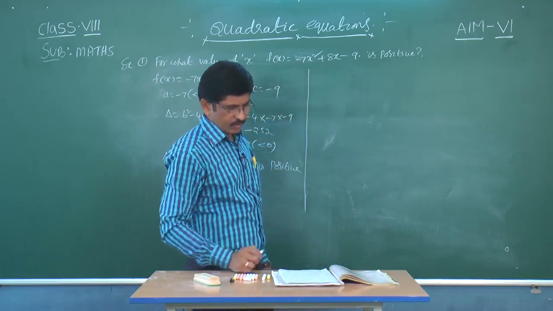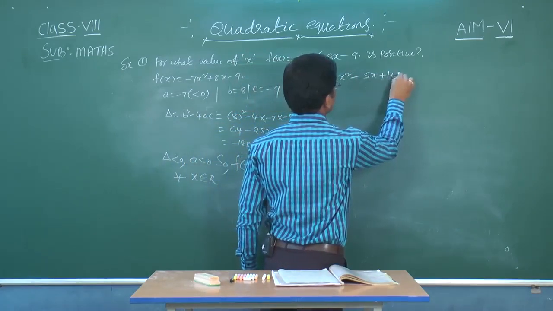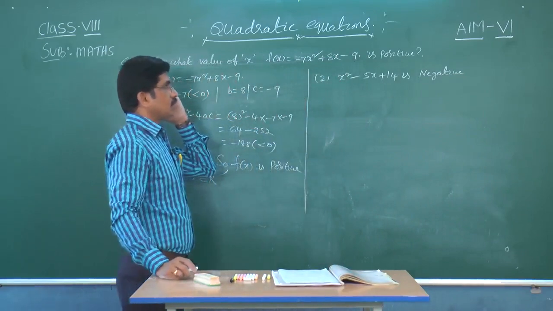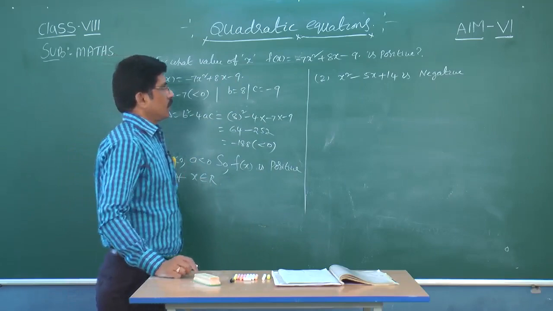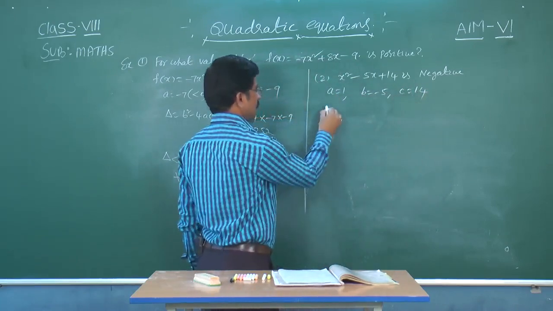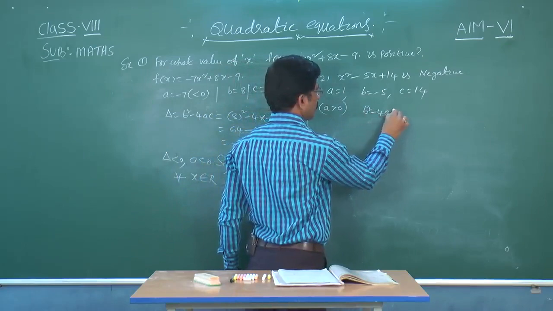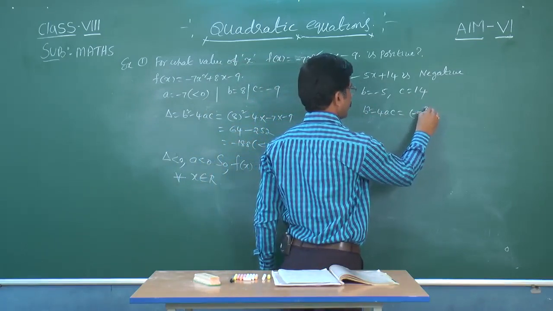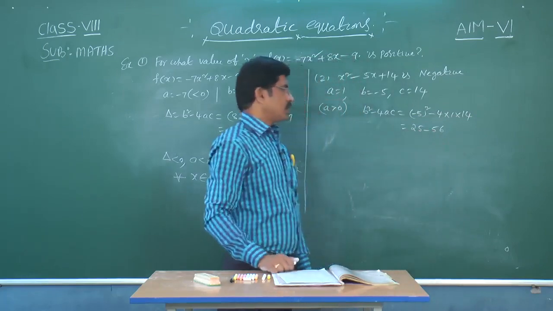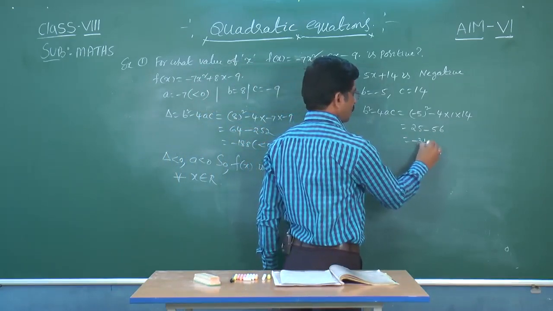Second example, x squared minus 5x plus 14. Is it negative? It is not positive, it is negative. a is equal to 1, b is equal to minus 5, c is equal to 14. This is a greater than 0. Next, b square minus 4ac is equal to minus 5 whole square minus 4ac. 25 minus 4 into 14, that is 56, so 56 minus 25 is 31. It is also less than 0.